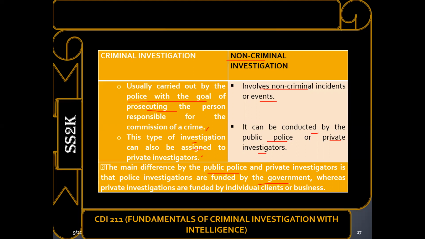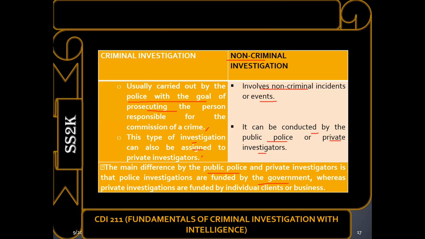For example, non-criminal investigation is the investigation of your ability to pay a debt, di ba? The credit investigators of banks or our lending companies conduct non-criminal investigation. But our police investigate when a crime happens, to get the facts, the truth and nothing but the truth, for filing of a case to the prosecutor's office, no?